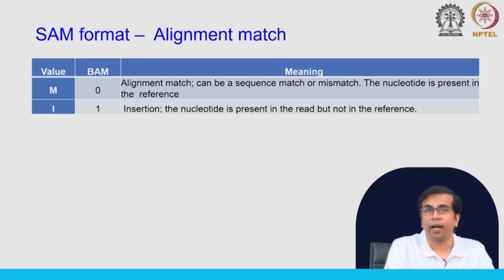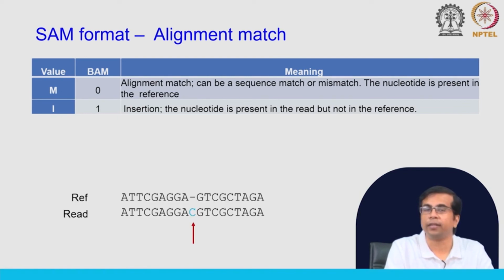Then you have the sign I in SAM format. This is 1 in BAM, and this is insertion, which means the nucleotide is present in the read, but it is not present in the reference sequence.